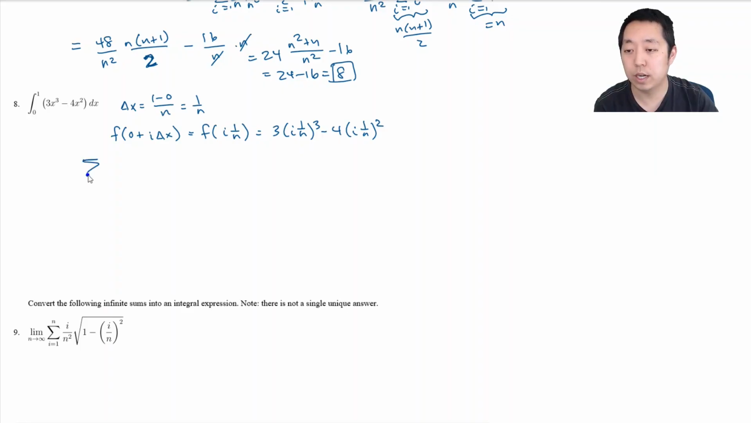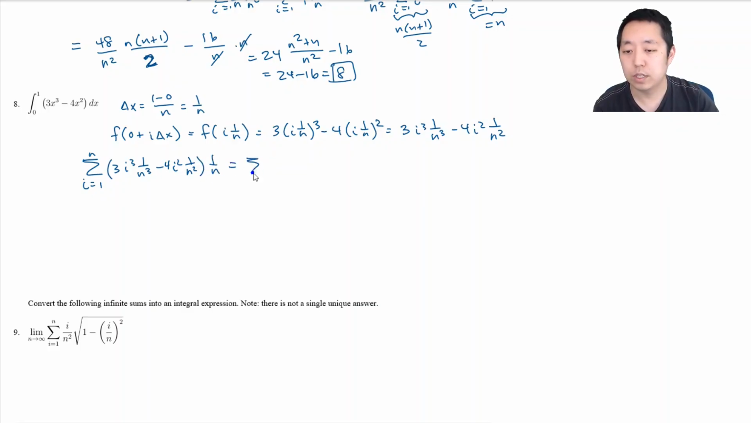So then I'm doing a sum from i equals 1 to n of all of this. Actually, let's just go ahead and distribute the cubes. So this is 3i cubed 1 over n cubed minus 4i squared 1 over n squared. And then I'm going to multiply this by 1 over n.